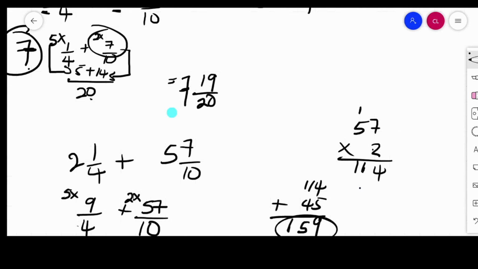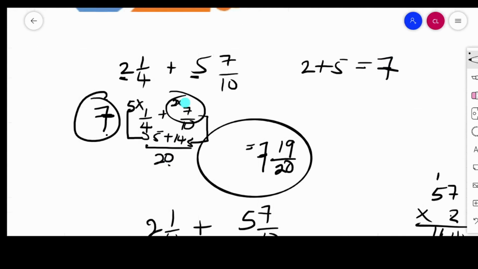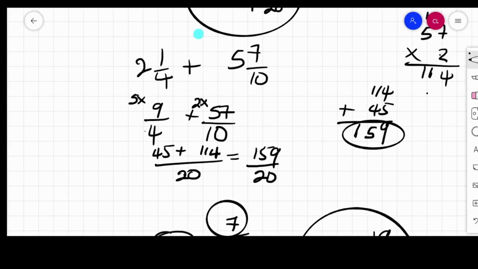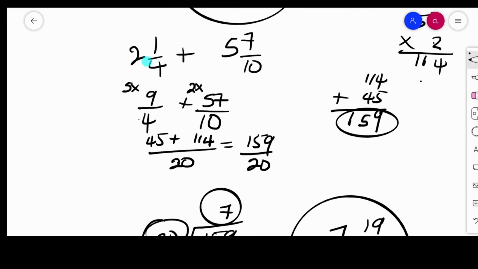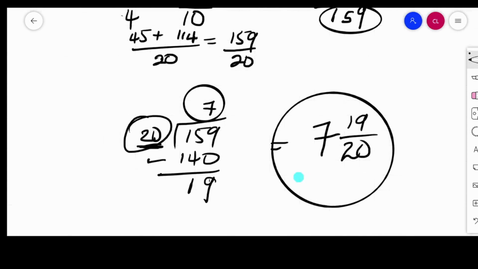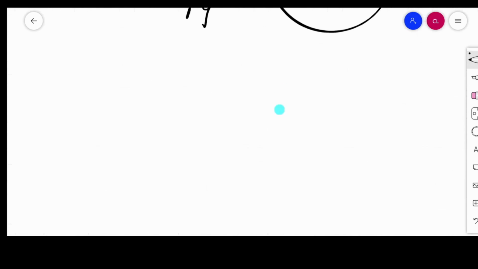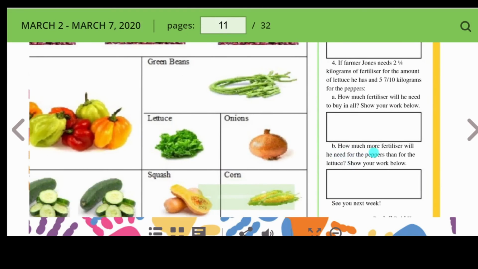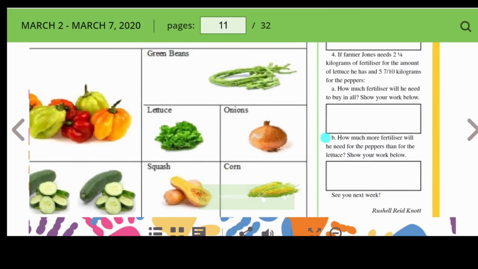And that was the same thing that we got here, 7 and 19 over 20. So if I go the method of adding my whole numbers first, and then working on the fraction bit, I will get the same answer as in method 2, where I convert my mixed numbers to improper fractions and solve. So I hope we're clear on that. It says here for B, how much more fertilizer will you need for the peppers than the lettuce? And you can work that one out.